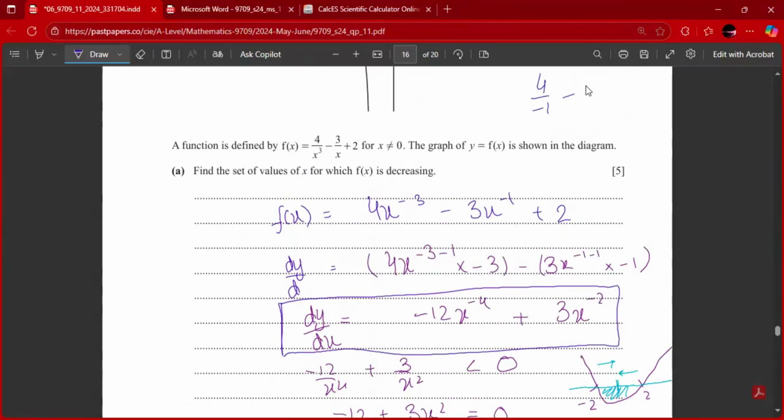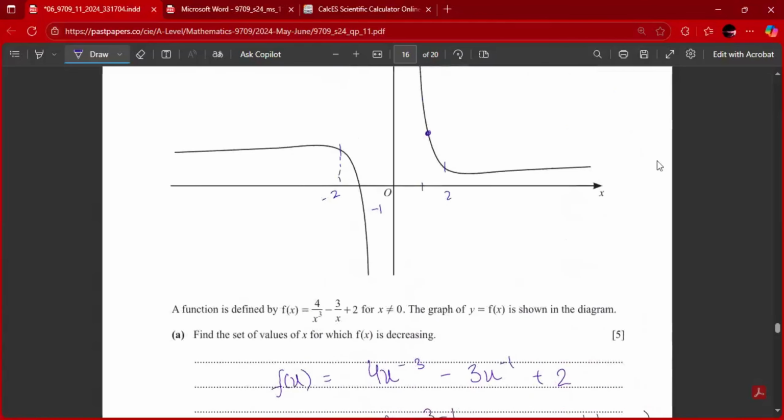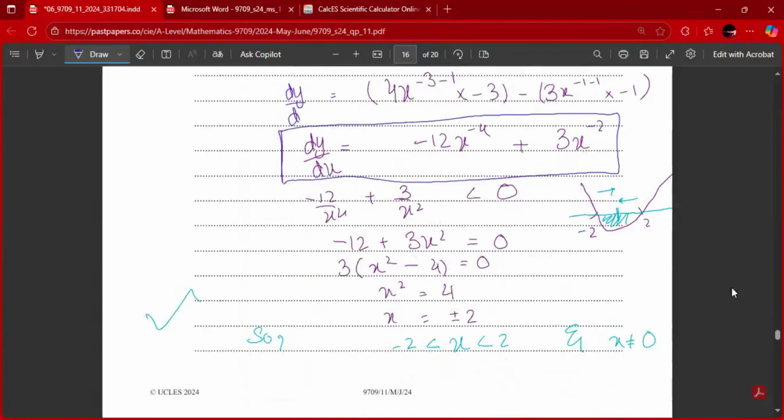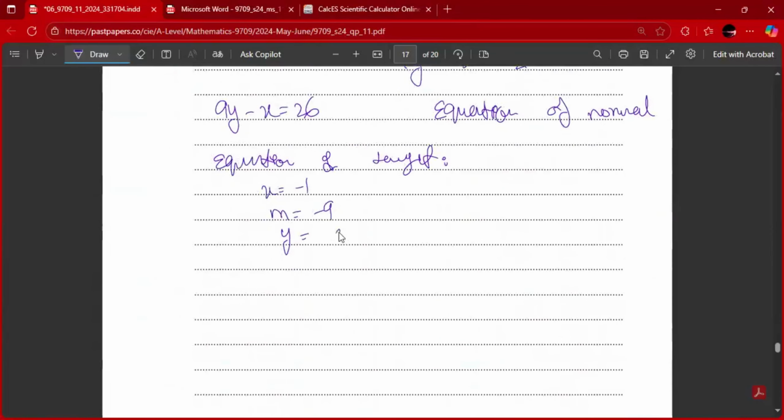4 divided by minus 1 minus 3 into minus 1 plus 2. Minus 4 plus 3 plus 2. 1? No, we have positive 1. Y is equal to 1. So if y is equal to 1, that means somewhere here. Probably. So if I put tangent here, I'll use it later. Let's do it later. So it's probably 1.